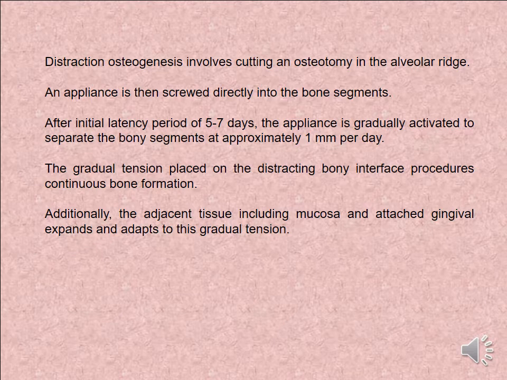Distraction osteogenesis involves cutting an osteotomy in the alveolar ridge. An appliance is then screwed directly into the bone segment. After an initial latency period of 5 to 7 days, the appliance is gradually activated to separate the bony segment at approximately 1 mm per day. The gradual tension placed on the distracting bony interface continues bone formation. Additionally, the adjacent soft tissue, including mucosa and attached gingiva, expands and adapts to this gradual tension.